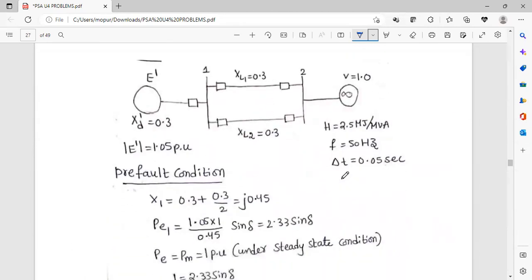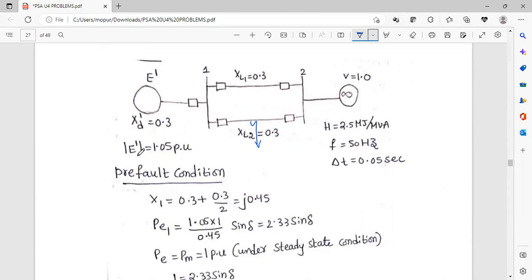The first step, for any of these three methods, that is the step-by-step method, modified Euler method or Runge-Kutta method, is you should do the normal procedure of equal area criteria for a fault in the middle of the transmission line application. That is, at this point you had a fault. So you should find the power angle equation for pre-fault condition, during fault condition and after fault condition. The procedure remains the same. So see, for pre-fault X is the total reactance, so 0.3 plus 0.3 by 2, and I am finding the value.